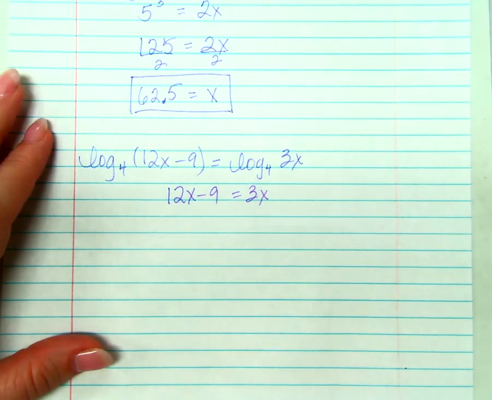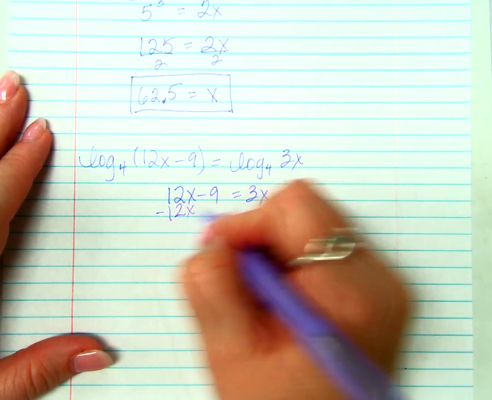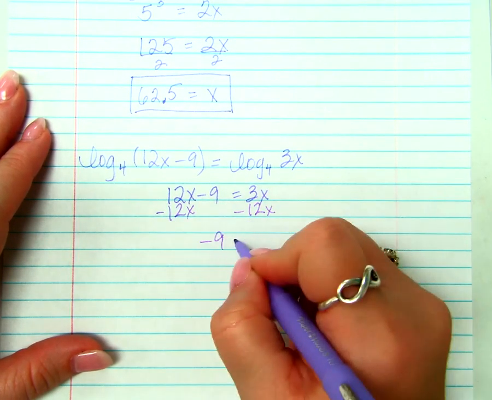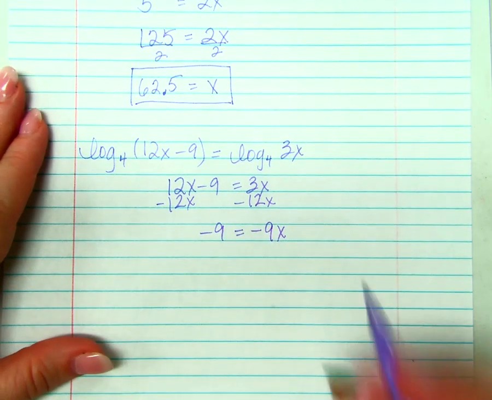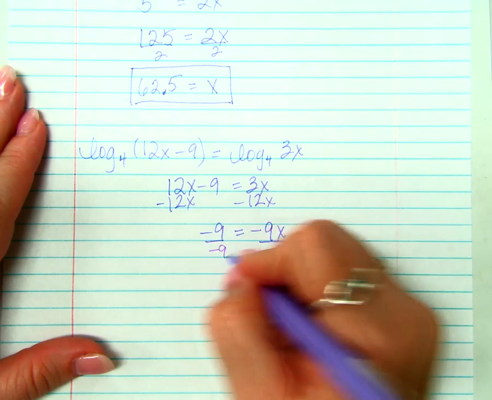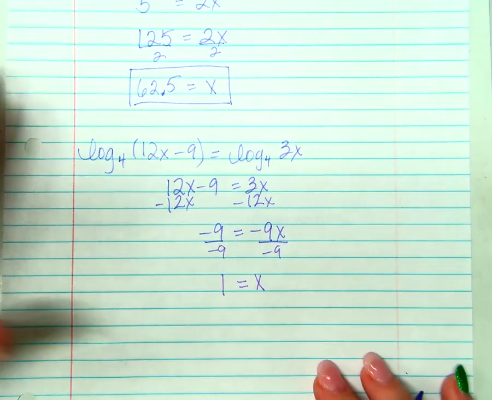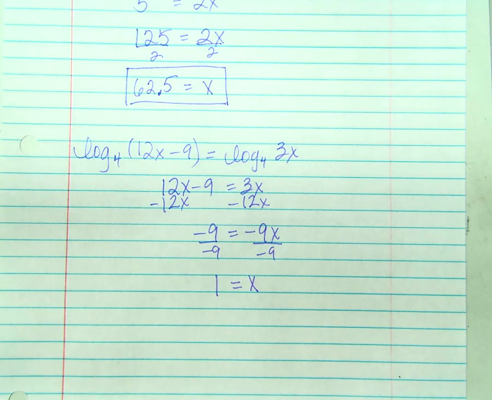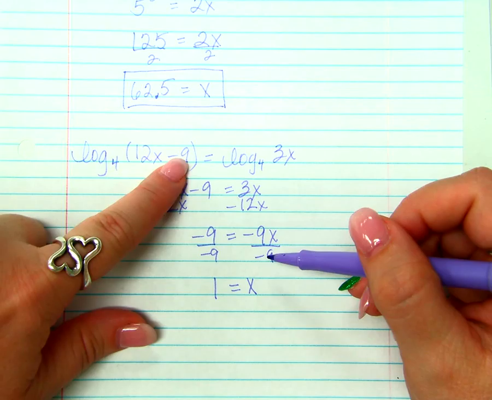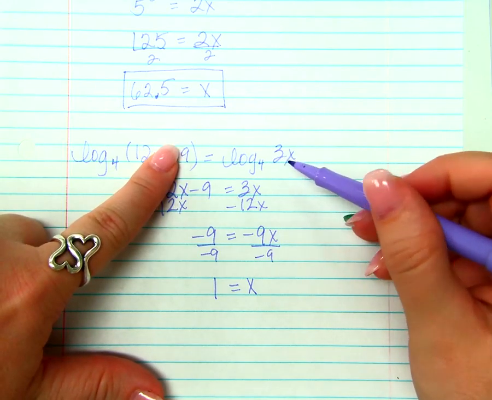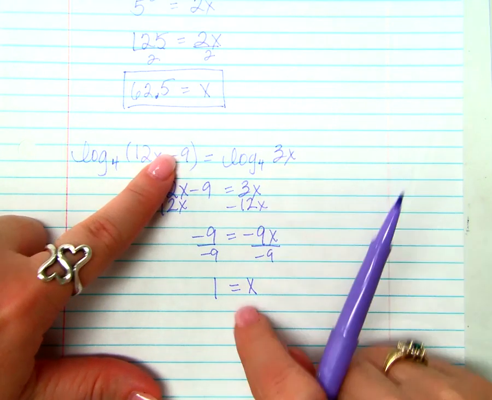And we've been solving problems like this since at least Algebra 1, if not before that, haven't we? So we subtract 12x from both sides, and we get negative 9 equals negative 9x. How do we solve that? Divide by negative 9. Good. X equals what? 1. Is this correct? Do we have to use our calculators? Or can we just plug it in back up here? What's 12 times 1? What's 12 minus 9? 3. What is 3 times 1? Does 3 equal 3? Then that's the right answer.